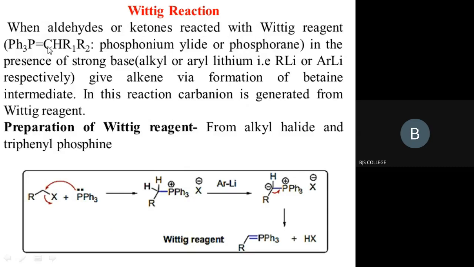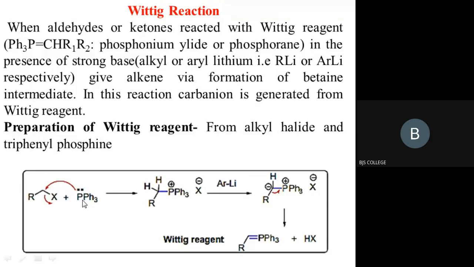Now, how is this reagent formed? It is actually two steps again. First you prepare the Wittig reagent, and then second you react it with the aldehyde or ketone to form the alkene. Now, how does the preparation of the Wittig reagent take place? Here you require an alkyl halide and triphenyl phosphine. What is triphenyl phosphine? It is PPh3. Now you know that phosphorus has a lone pair of electrons, just like nitrogen, and phosphorus and nitrogen belong to the same group.